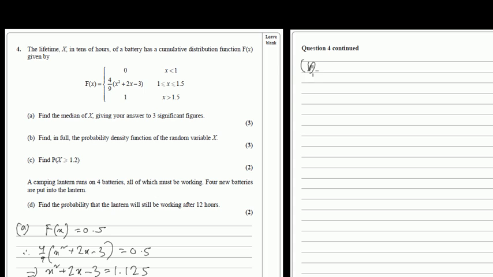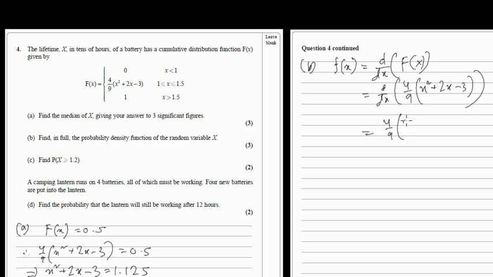The formula for the PDF: for finding the CDF, we need to integrate the PDF, and for finding the PDF, we need to differentiate. We need to break it down. d by dx of F(x). So this is d by dx of 4/9 x squared plus 2x minus 3. You can just keep the constant outside, and differentiate whatever is inside. So this is 2x plus 2. You can take the 2 common, and it would be 8/9 (x plus 1).